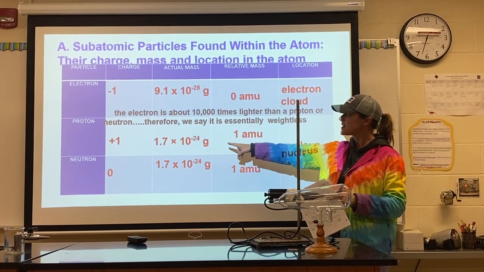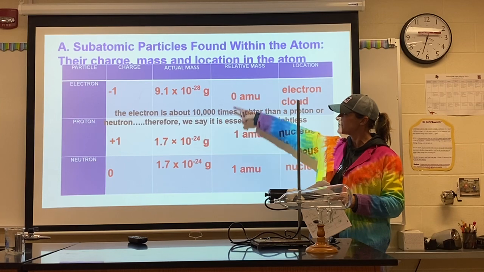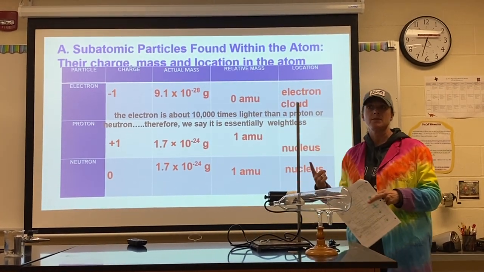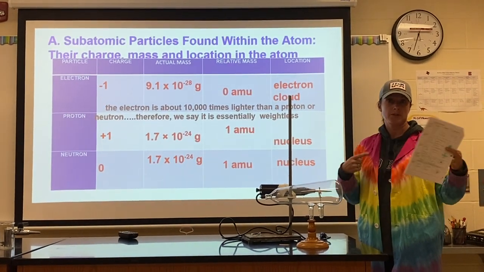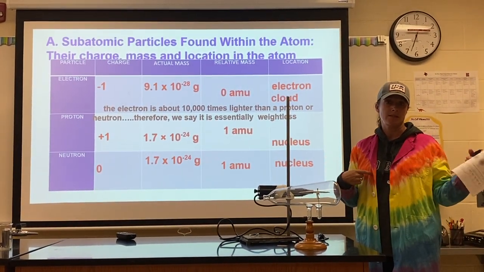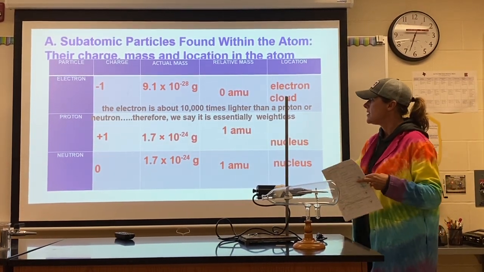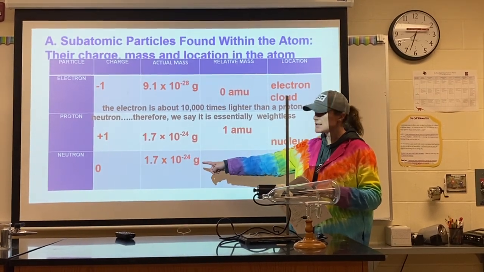Even though they're still small, they're quite a bit bigger than the electron. 10 to the -24 instead of -28. So that would be like saying 1 gram compared to 10,000 grams. And there's a pretty big difference between 1 gram and 10,000, or between 1 pound and 10,000, okay, to make that connection. Neutron as well has no charge, 1.7 times 10 to the -24.